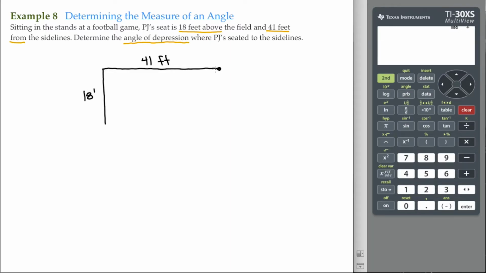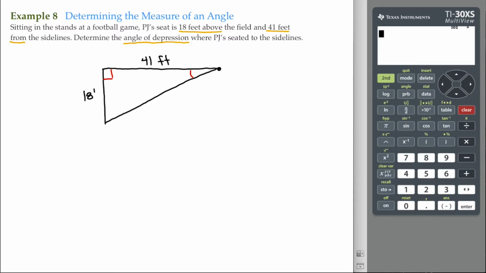So you can imagine here he is here. So then this forms a right triangle again. And here's our right angle. So you can imagine if this is PJ here, he's looking down at the football field down here. So the angle of depression is this right here. That's what we're trying to find.